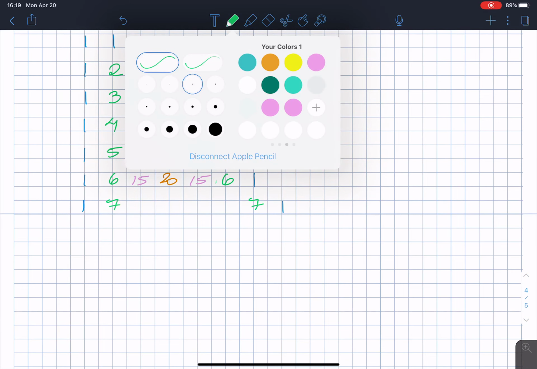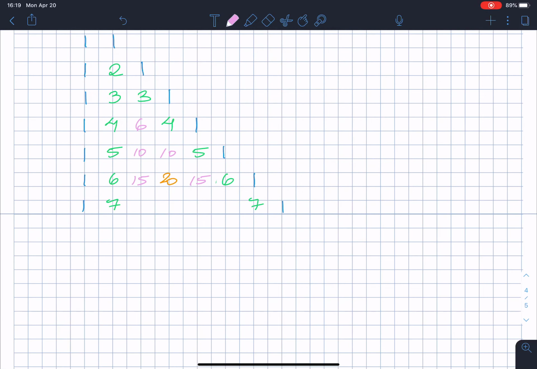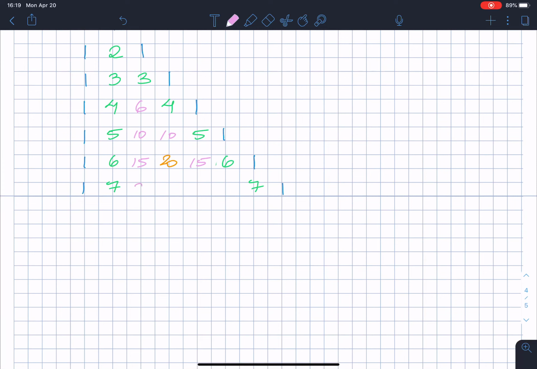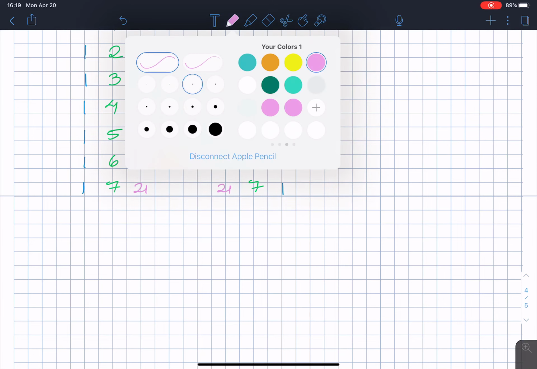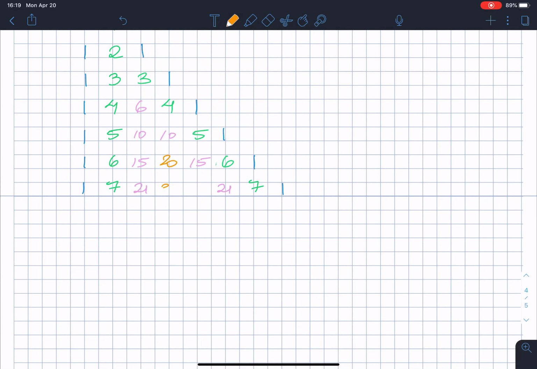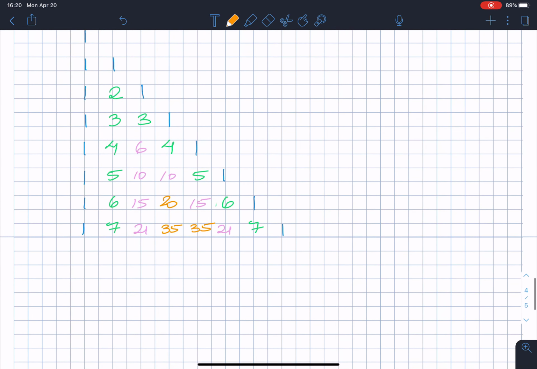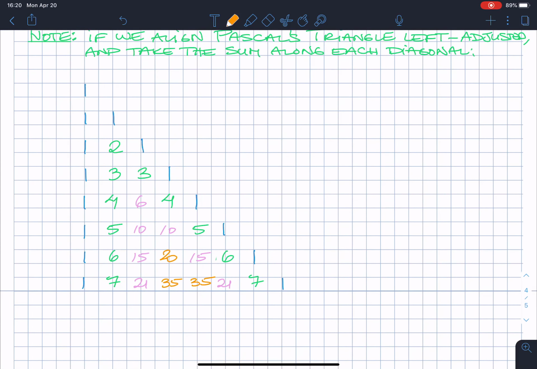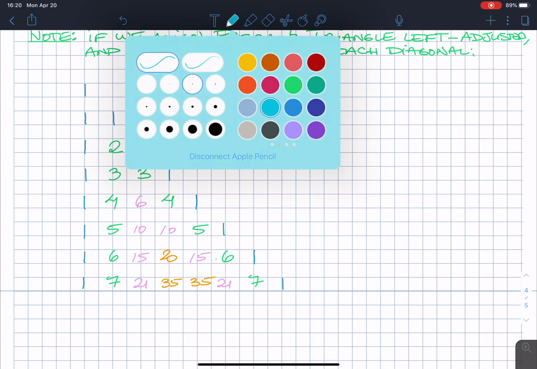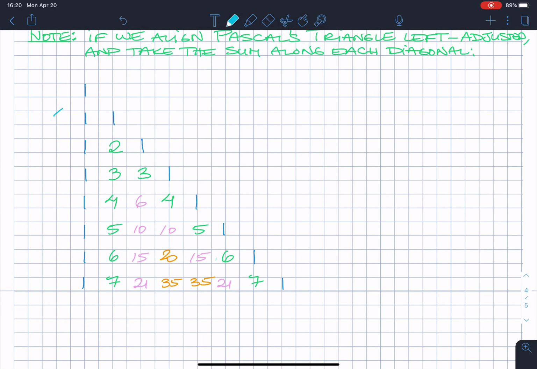Okay, so where was I? So what do we have? We have 21, 21, and 35, 35, 35. Okay, so what I want to do is take this left adjusted, and look at the sums now across the diagonals like so.